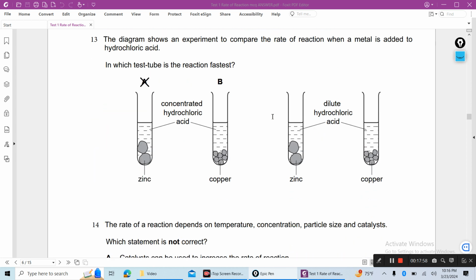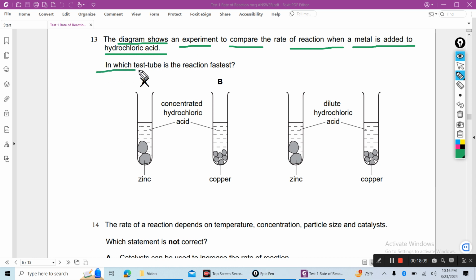Now number 13. The diagram shows an experiment to compare the rate of reaction when a metal is added to hydrochloric acid. In which test tube is the reaction fastest? And you know, this is C, this is D. So A is the correct answer.